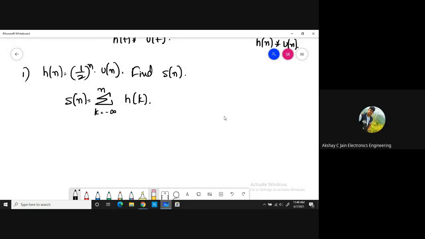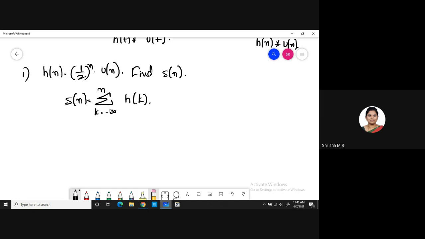So now you have u of n. u of n starts from 0 and goes up to infinity. So what happens to our limits? How do we evaluate this? You have h of n equal to half to the power of n into u of n. That means the signal will start from 0 and go up to infinity. Since u of n starts from 0, your lower limit will be equal to 0.